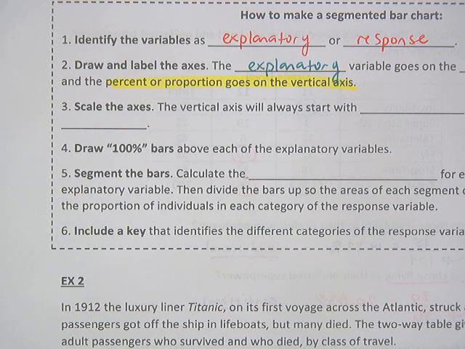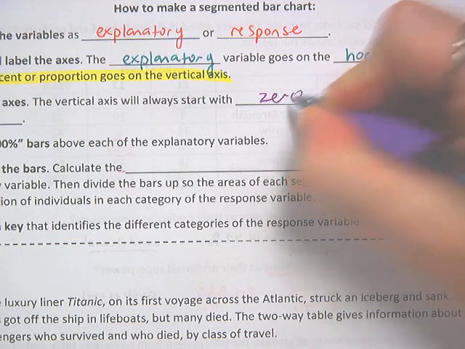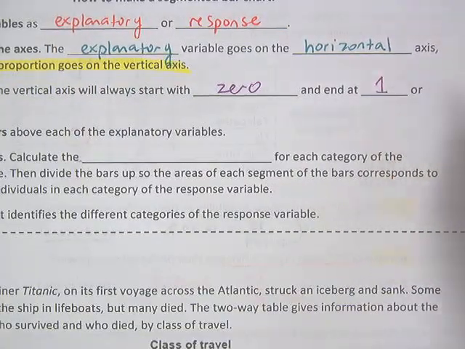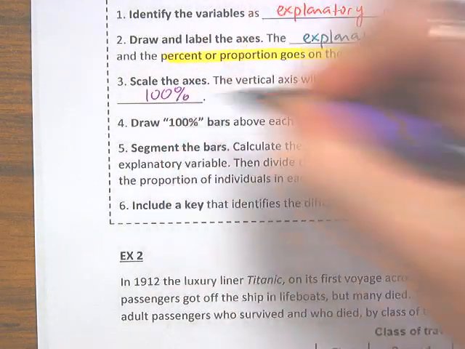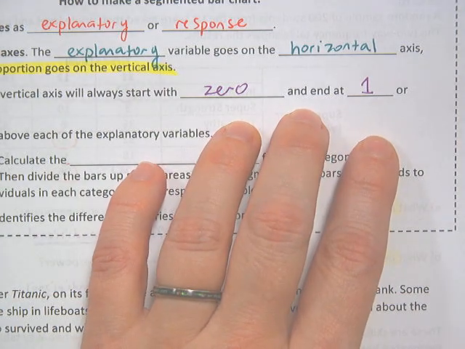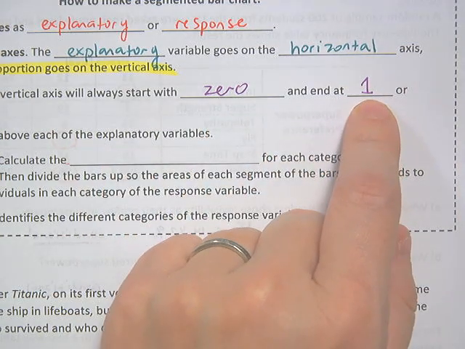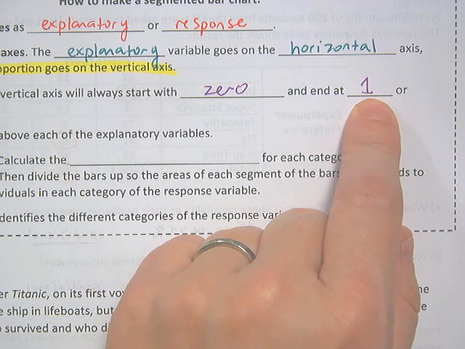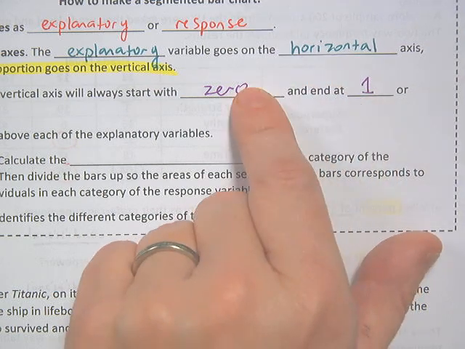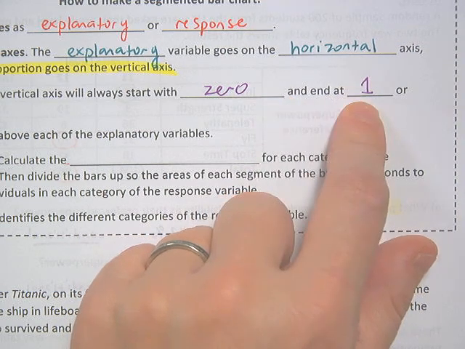Okay, then you're going to scale the axes. You're always going to make sure that your vertical axis starts with 0 and ends at 1 or 100%. So if you make a bar chart and you want to make everything into percents, then you'll go all the way up to 100%. If you do it the way I'm going to do it today and you do proportions, then 1 whole would represent 100%. So you'll go all the way up from 0 to 1 whole. You're going to count by 0.2s: 0.2, 0.4, 0.6, 0.8, 1. It's really easy.